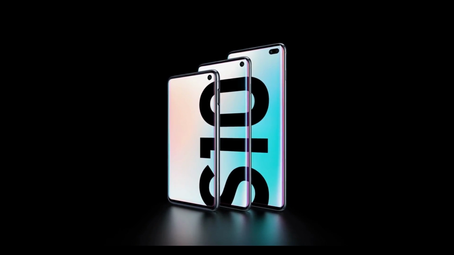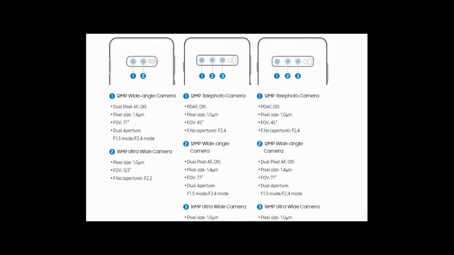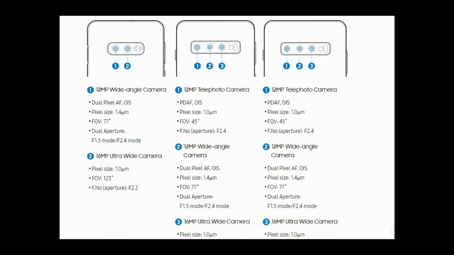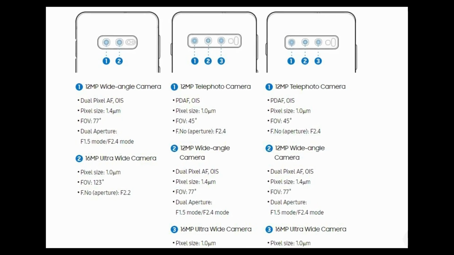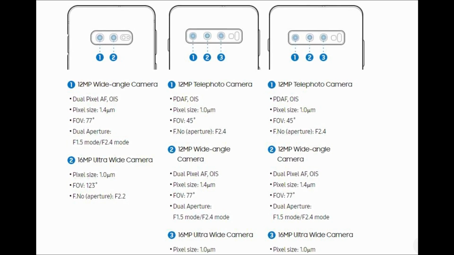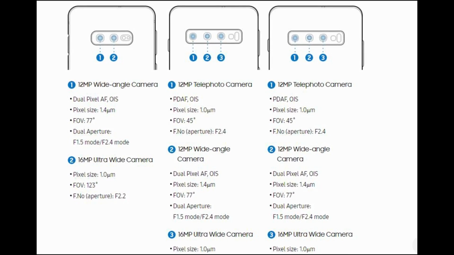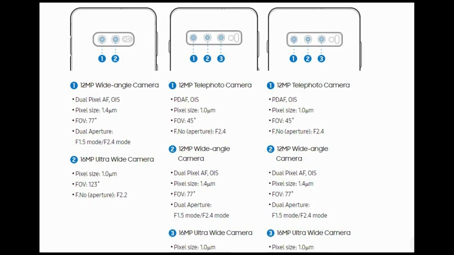So the S10e, that is the base model, has a dual lens back camera setup with 12 megapixel standard and 16 megapixel ultra wide angle lens, while it has a single front camera setup that is 10 megapixel. And the S10 model has a triple lens back camera setup with 16 megapixel ultra wide angle, 12 megapixel standard and 12 megapixel telephoto rear lens. And it also has a single front camera setup of 10 megapixel, while the S10 Plus model has a camera setup of triple lens, 16 megapixel and 12 megapixel standard and 12 megapixel telephoto rear lens.